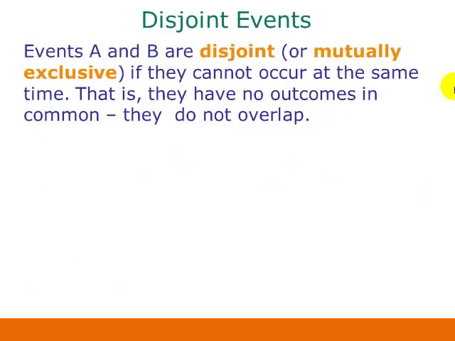Now let's talk about disjoint events. Events A and B are disjoint or mutually exclusive if they cannot occur at the same time. That is, they have no outcomes in common. They don't overlap at all.